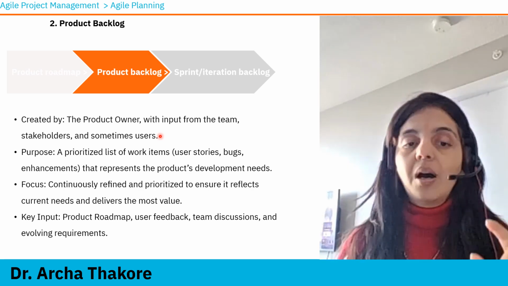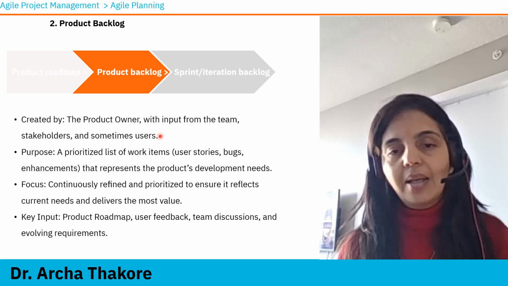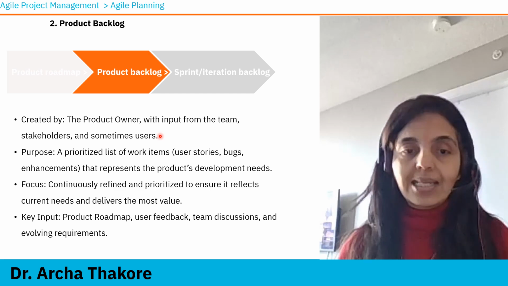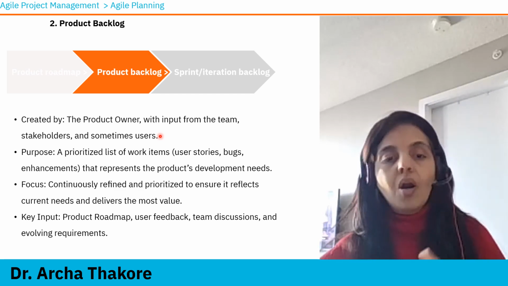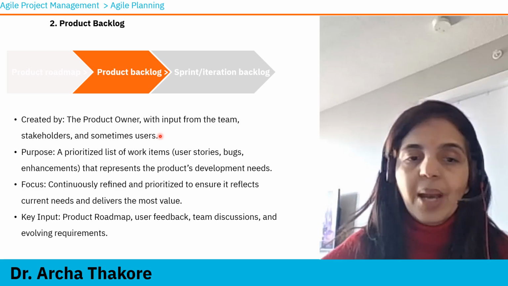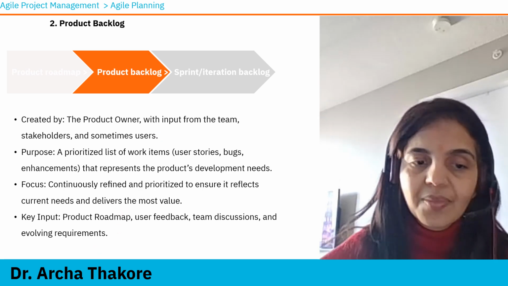so you will be able to compare and understand how they differ from each other. User stories is a new word. We will be covering it. It's a part of agile planning section only. We will cover it in the next lesson. Now, key inputs for product backlog are product roadmap. Based on that, backlog is created, user feedback, team discussions, and requirements of the project.